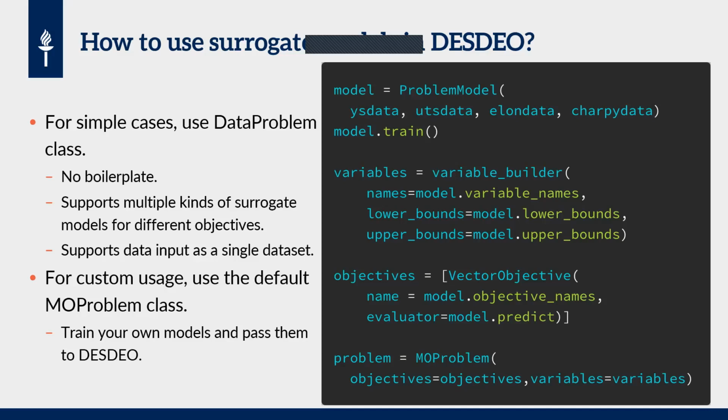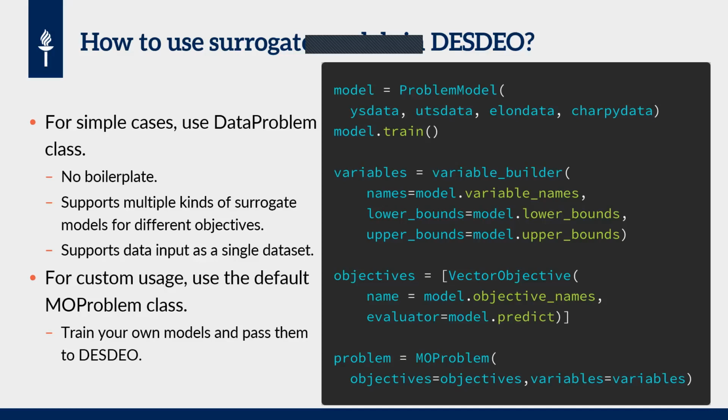So even the sets are not the same. So we cannot directly use the data problem class, but we have something to fall back on, the default demo problem class. We can simply use that. If we do this, then we have to do all of the hard work ourselves. We have to train our models ourselves and pass it to DESDEO. But it is easy enough to do.